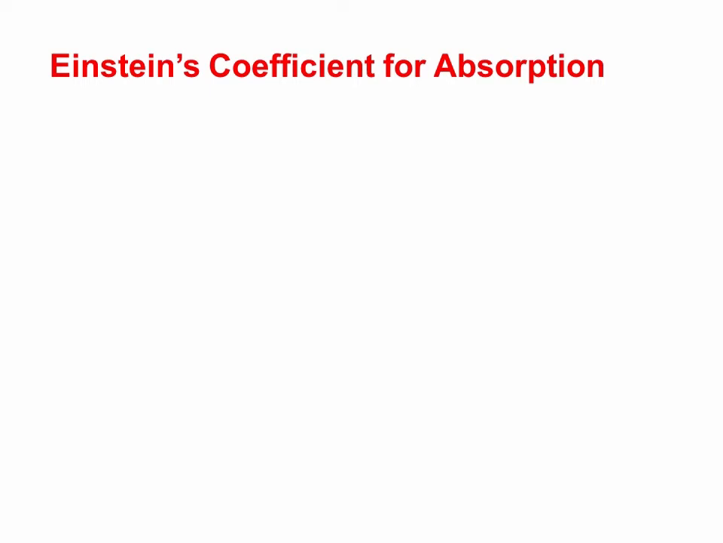Here let us see how Einstein's coefficient for absorption is obtained. If there are many atoms in the ground state, then each atom will absorb the energy from the incident photon and go to the excited state. Then the rate of absorption is proportional to some factors.